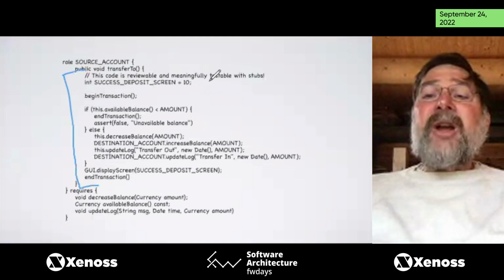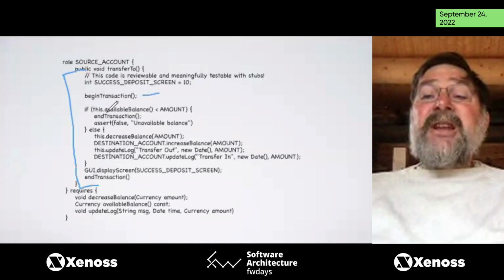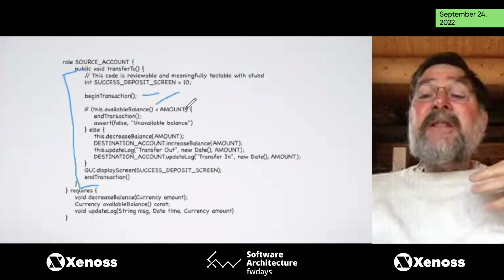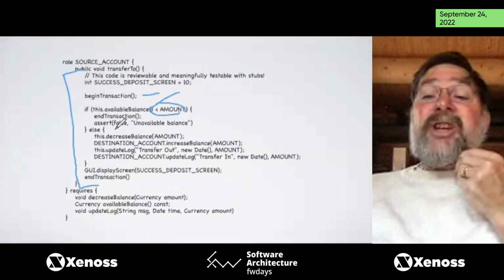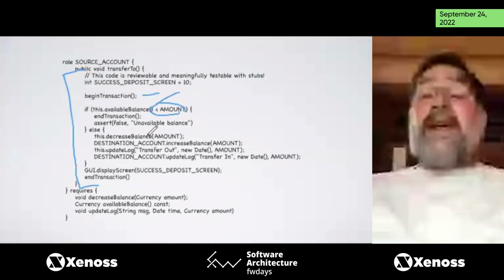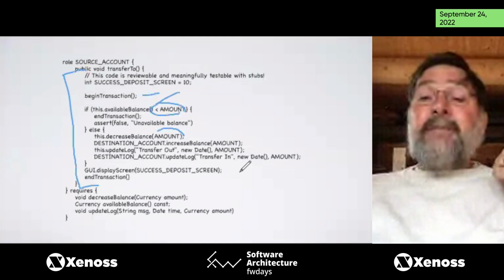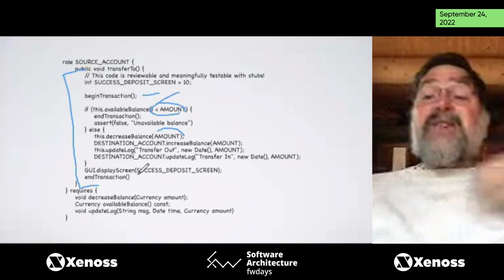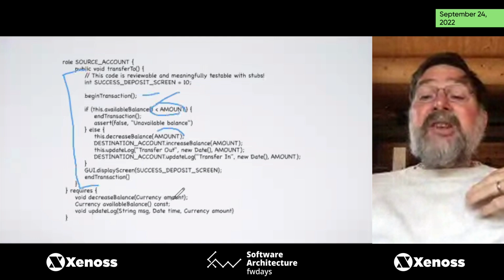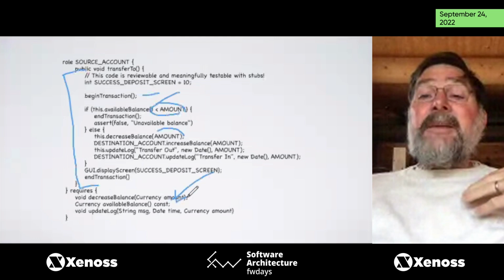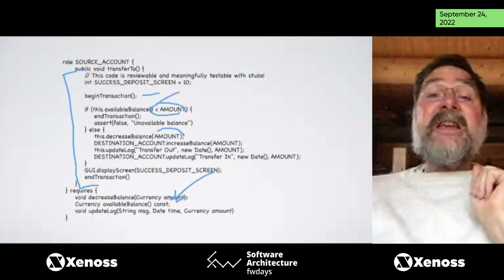So this is a straightforward use case. We say begin transaction. If this available balance, that's just an ordinary instance method, is less than amount, that's a roll. Then end the transaction. On the object playing this role, decrease the balance by amount, go to the destination account and tell it to increase the balance by the amount, update the log, and then tell the destination account to update its log, display success, and then end the transaction. And again, the source account requires that the object playing the source account has these three methods.